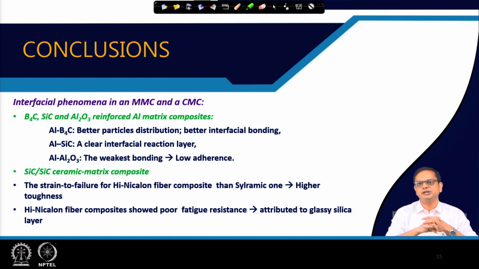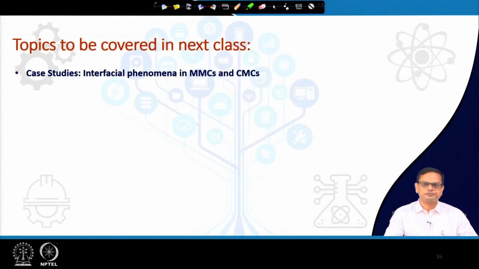But what you observe is that in this case two different kinds of fibers were used, and based on the nature and properties of these fibers, the composite material's fatigue resistance and tensile strength vary. That is what we observed. In the next class we will continue with some more case studies, and once we complete this, we will go into the mechanics part of composite materials.